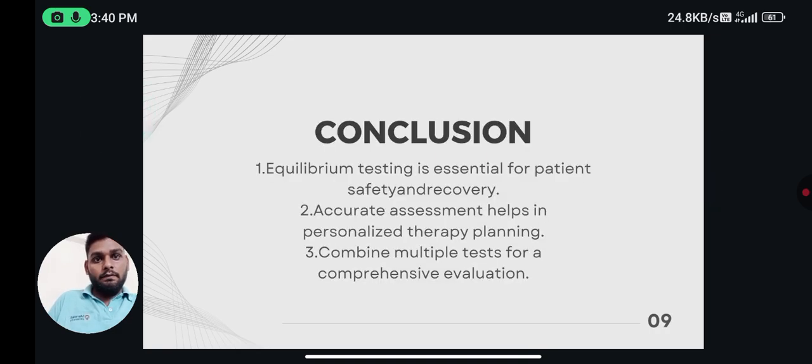And the conclusion for the equilibrium test: equilibrium testing is essential for patient safety and recovery. Accurate assessment helps in personalized therapy planning. Combine multiple tests for comprehensive evaluation.